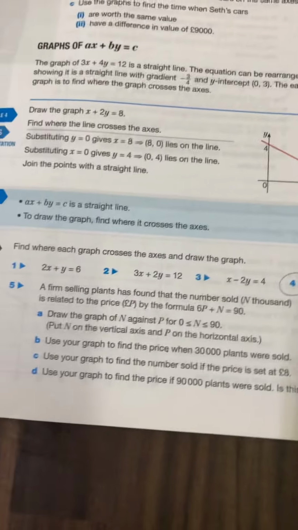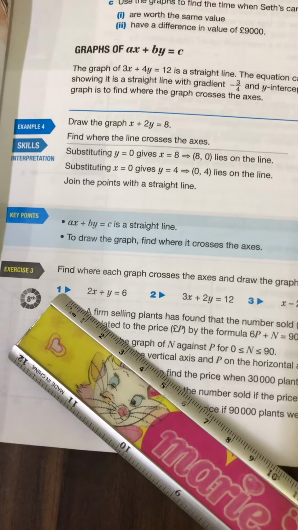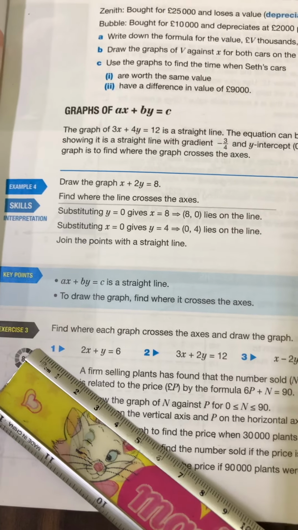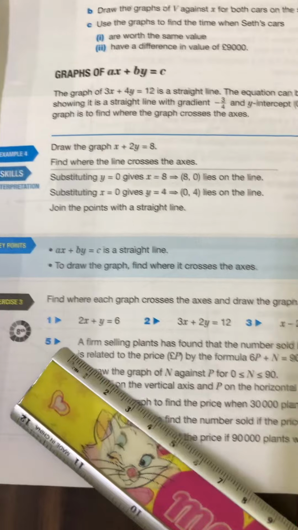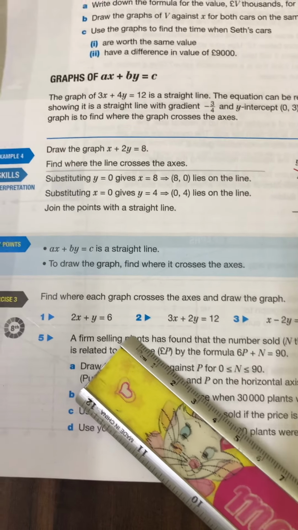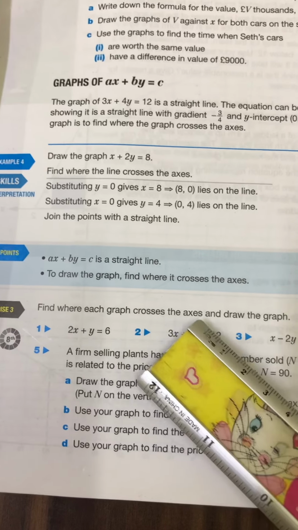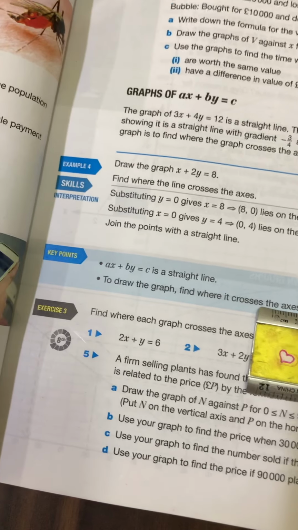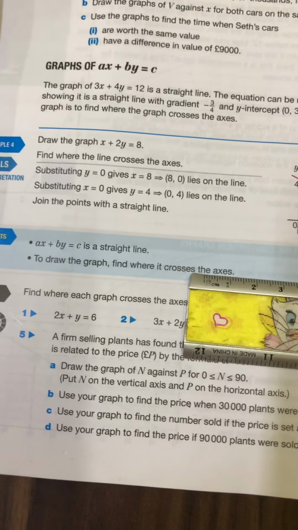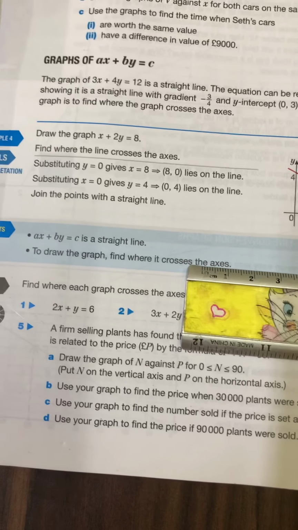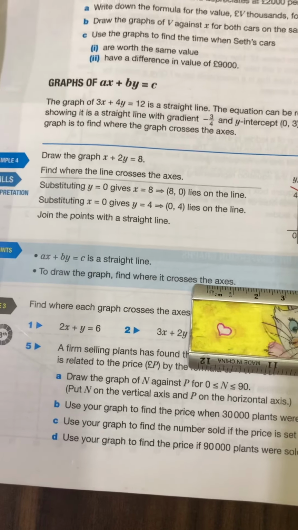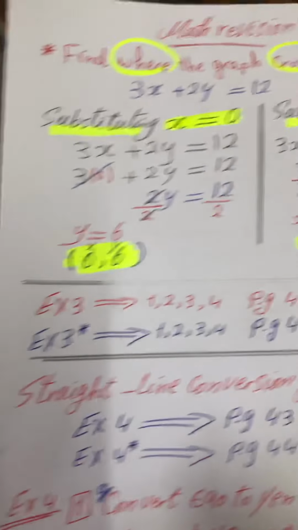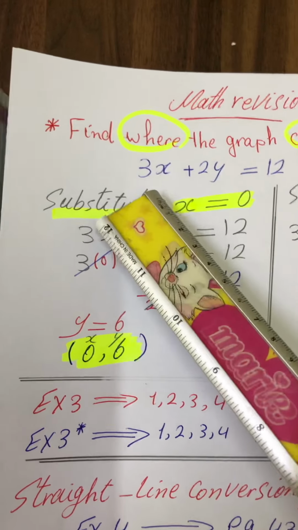The first kind of problem here, as you see in exercise 3, page 41, asks us to find where the graph crosses the axes and draw the graph. We don't have drawing, so my question is find where each graph crosses the axes. Which axes? As you know, we have two axes, x-axis and y-axis. To solve such kind of problem, we have to make these steps.